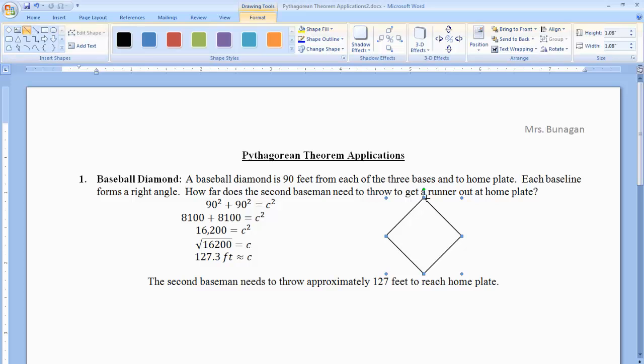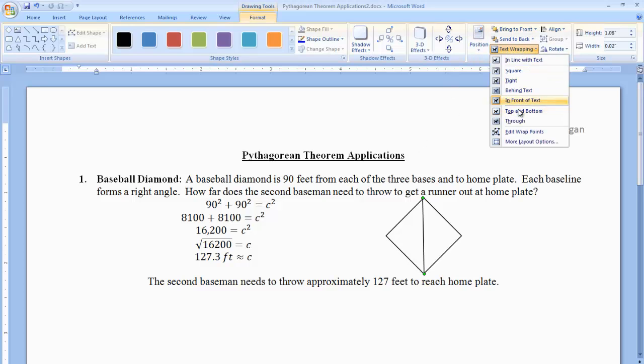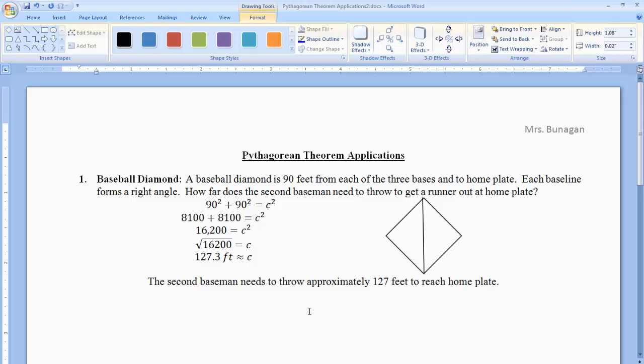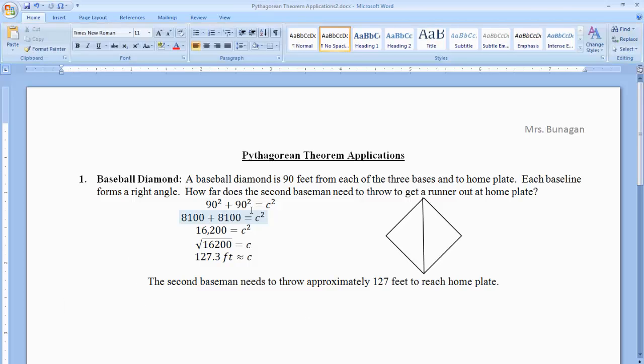You also can insert a line showing second base to home plate if you wish. Again, wrapping to go through it. And there we have our equation and our diagram. You can fiddle with the diagrams as much as you want, but they're not so important. This is just to get the hang of things.